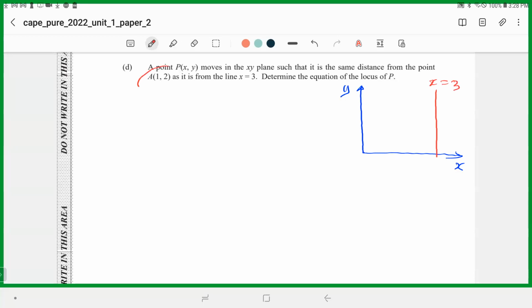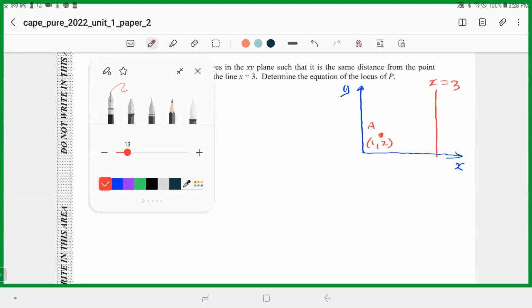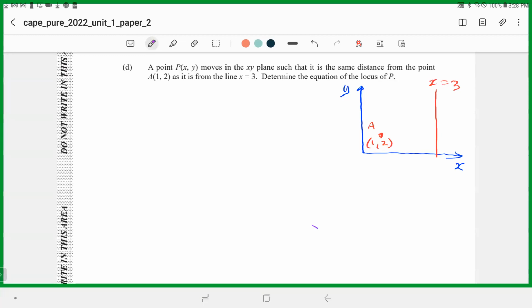I'll put on this point 1, 2. So 1, 2 is maybe here. Let's say that this is A, 1, 2. I'm going to put on my locus now. Let's put down in purple. And it's the same distance, right? Same distance. Remember, the distance from this line is a perpendicular distance, guys.